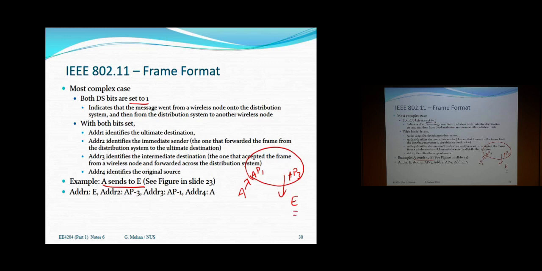the actual target or destination. Address 2 is the sender. This is the intermediate sender, AP3. Address 3 is AP1, that is intermediate receiver. Address 4 is the actual sender. The actual receiver is E, that is address 1. The next address is AP3. Then AP1, then A. So all 4 addresses will be relevant when DS bits are set to 1.